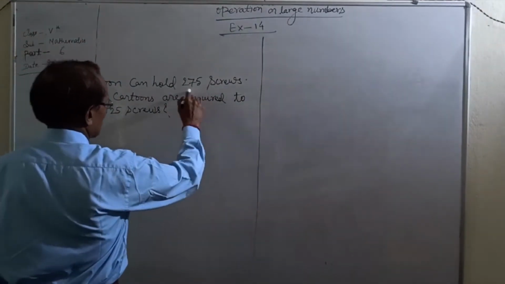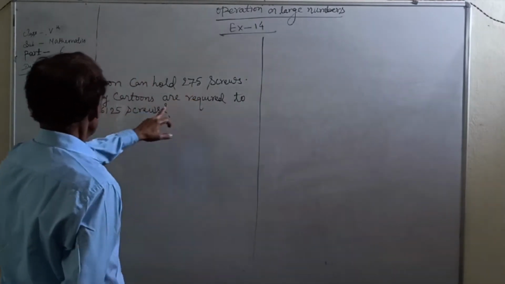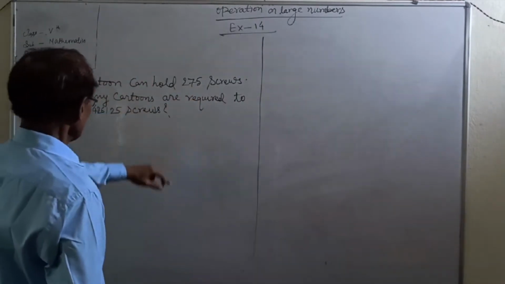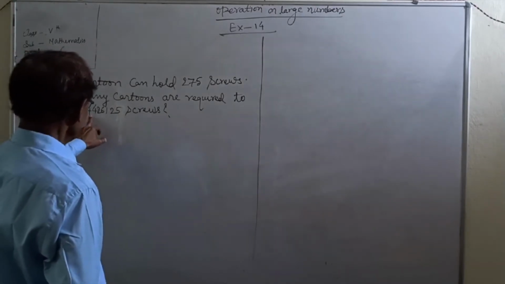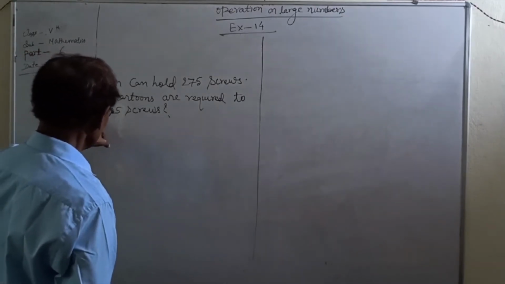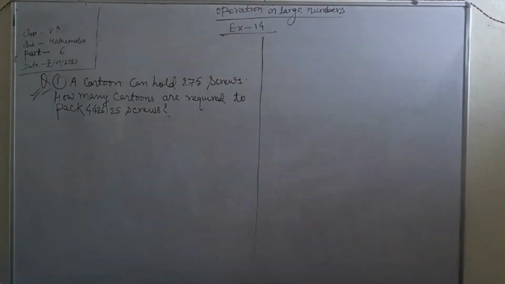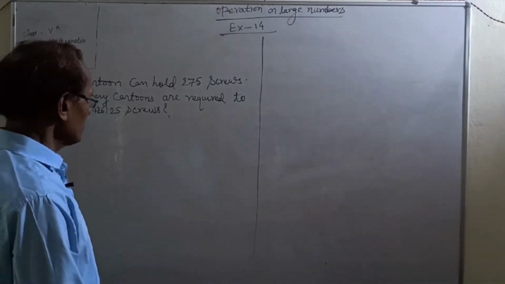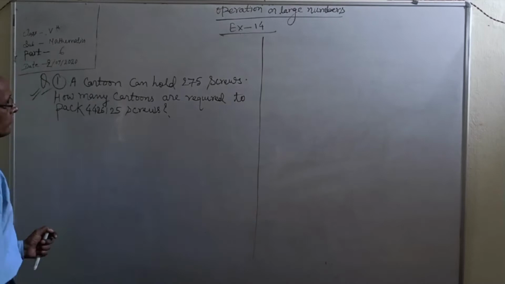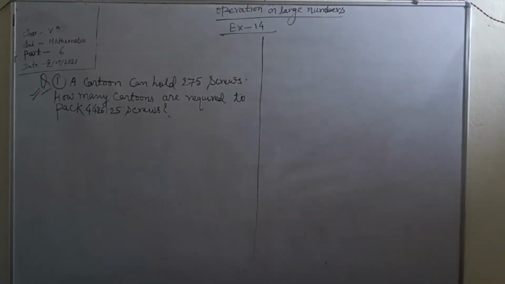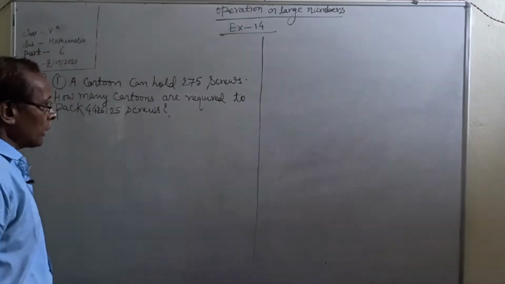What is the number of SKUs? The number of SKUs is 275 in one carton, and you have a total of 44 lakhs 26,125 SKUs. What will be the number of cartons required? Just keep in mind, first you have to find out the number of cartons.